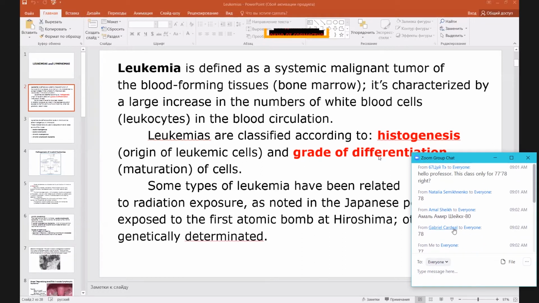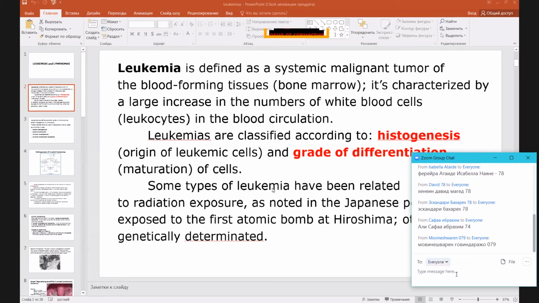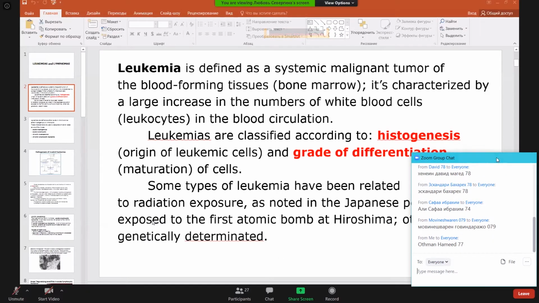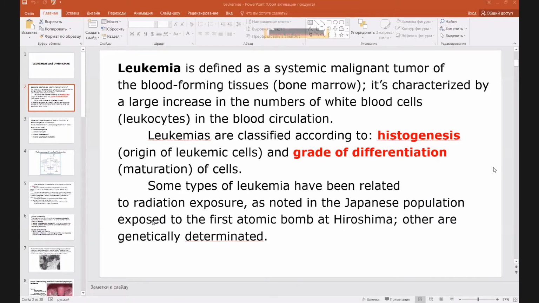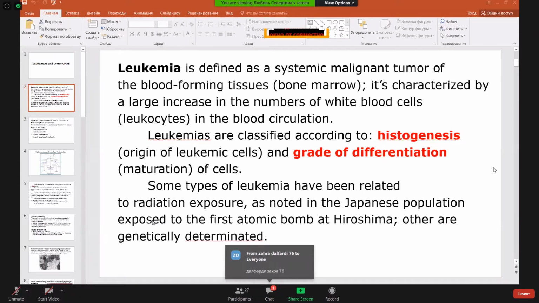except organ specificity. Some types of leukemia are connected with radiation exposure. For example, you can see the example of these changes in the Japanese population after the exposure to the atomic bomb in Hiroshima. We found an elevation of leukemia in the population. And some leukemias are genetically determined. A bit later, I will demonstrate the classical chromosome abnormality connected with myelogenous leukemia.